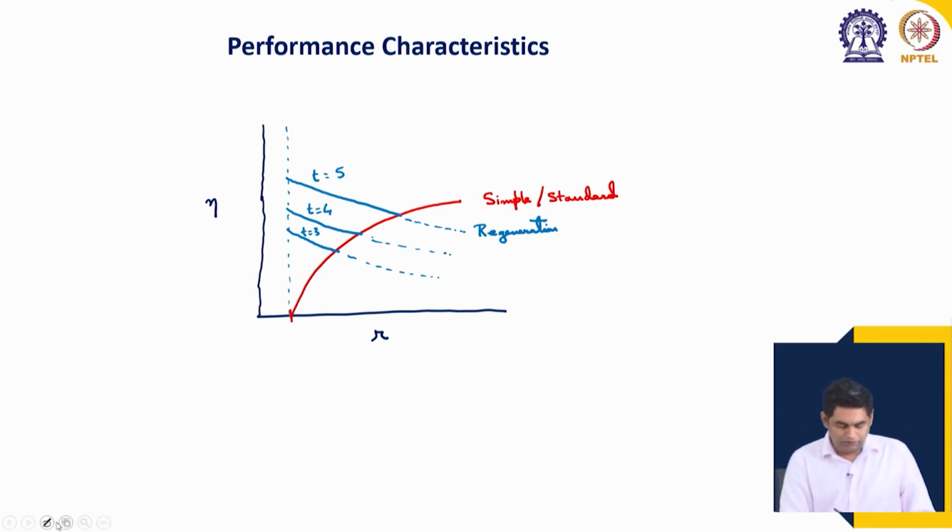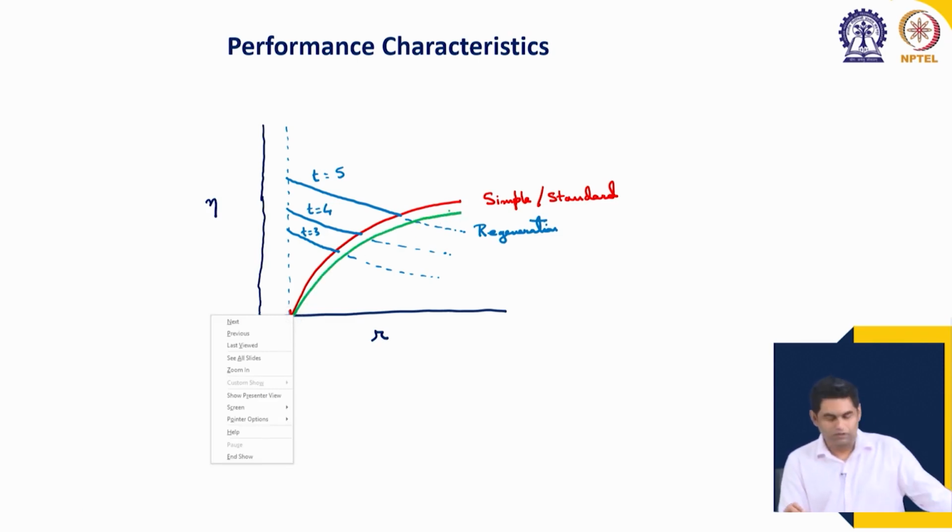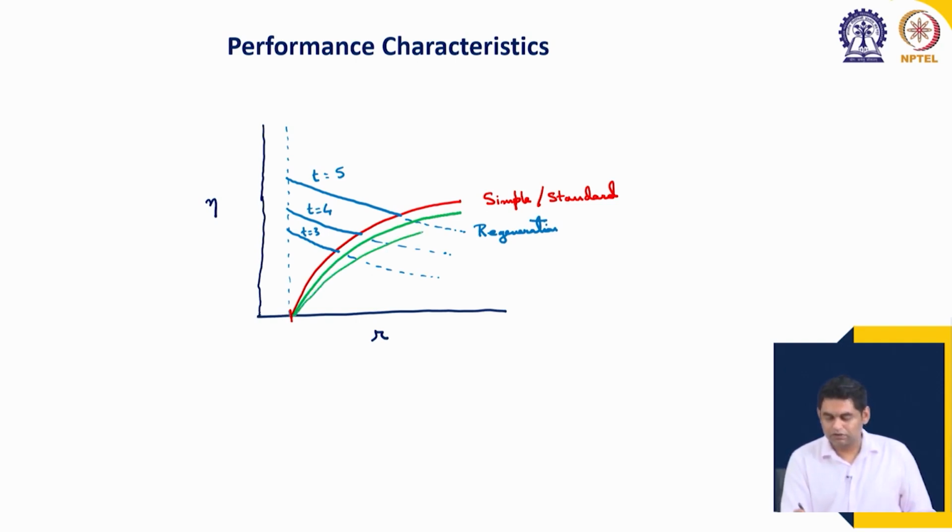Now, for reheat also we had drawn, and for the reheat cycle we got something like this. It is lower compared to that of the standard cycle, but is a function of temperature ratio. With increasing temperature ratio we approach the standard cycle efficiency, but can never reach the actual value. So, this is for reheat.